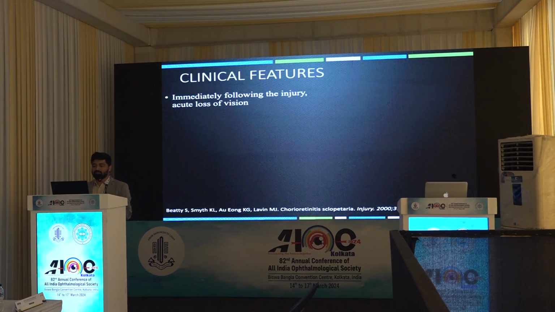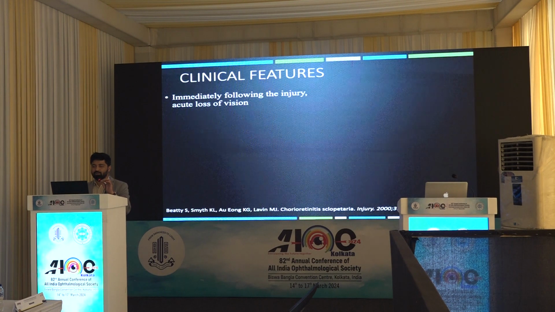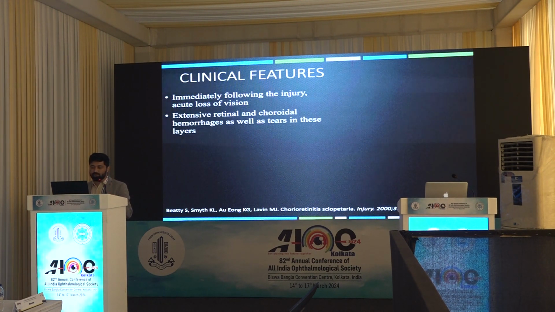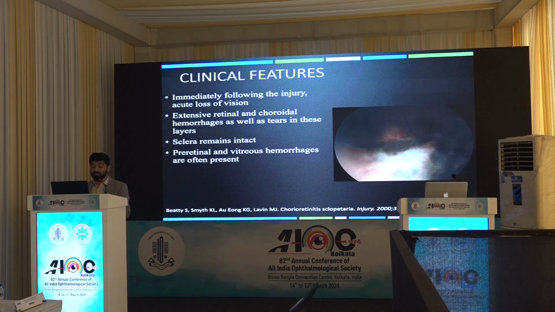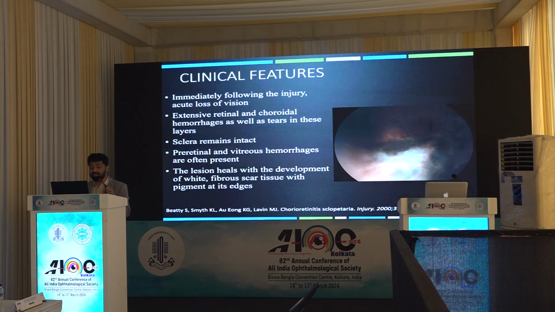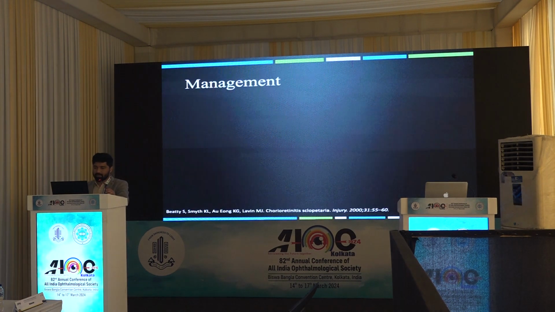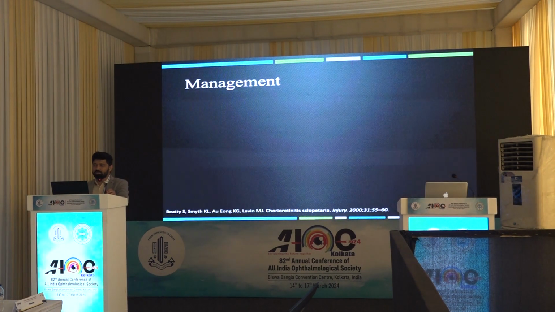One clinical feature immediately following the injury: there could be acute vision loss, extensive retinal and choroidal hemorrhage as well as tears in these layers. The sclera always remains intact. Pre-retinal and vitreous hemorrhages are often present. The lesion heals with or without development of fibrous scars. So how do we manage? It looks very bad, ugly. We see a lot of pigment release, retinochoroidal ruptures and all that.